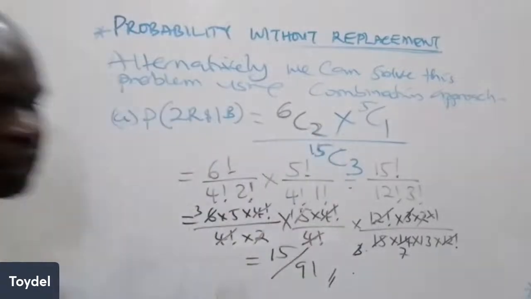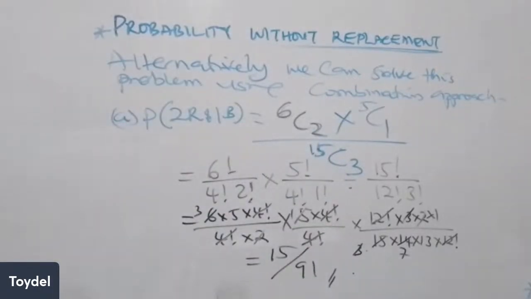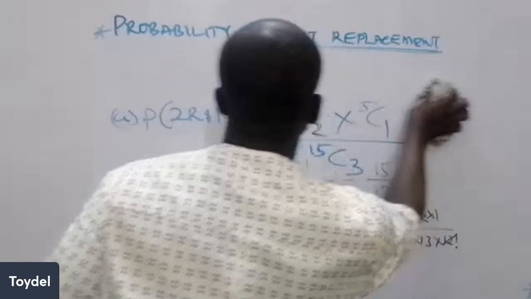And that's the answer. So if you compare this with the answer we got when we used the normal probability approach, it's the same thing. So we can actually use this to solve all the problems. So that's that about the first question.